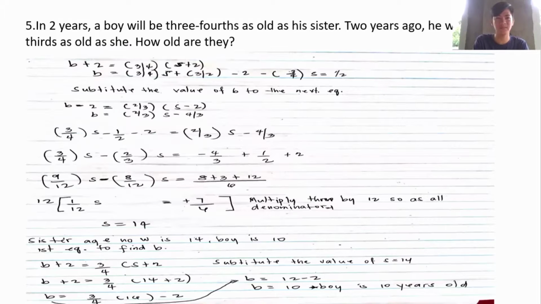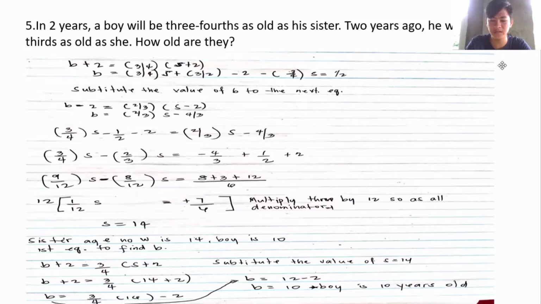Number 5. In 2 years, a boy will be 3/4 as old as his sister. Two years ago, he was 2/3 as old as she. How old are they? B plus 2 equals 3/4 times (S plus 2). B equals 3/4 S plus 3/2 minus 2, which gives B equals 3/4 S minus 1/2.